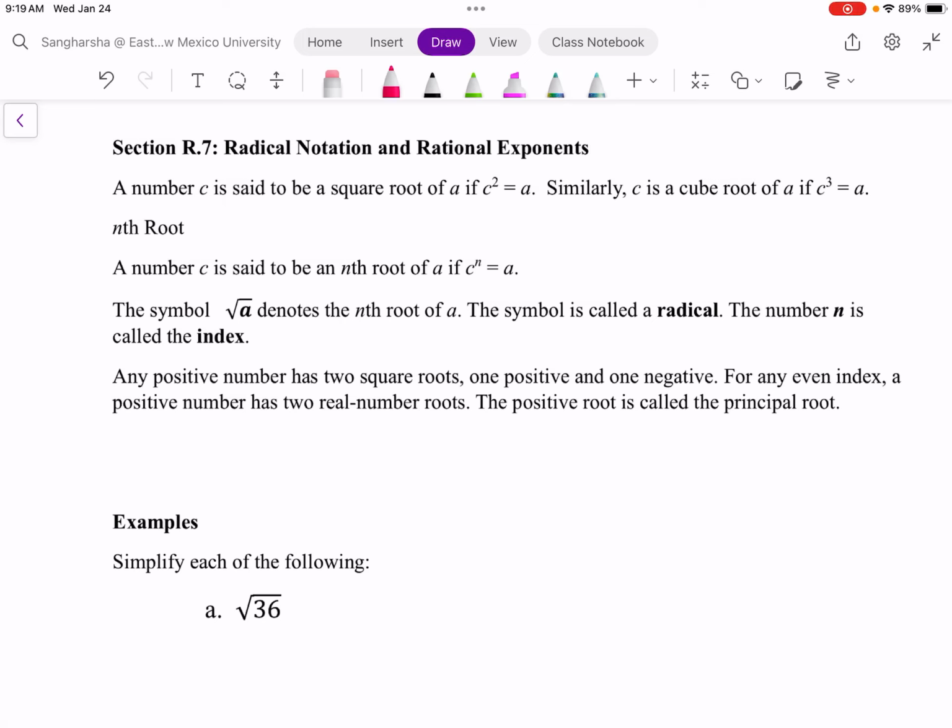This is section R.7, radical notation and rational exponents. A number c is said to be a square root of a if c squared is equal to a.